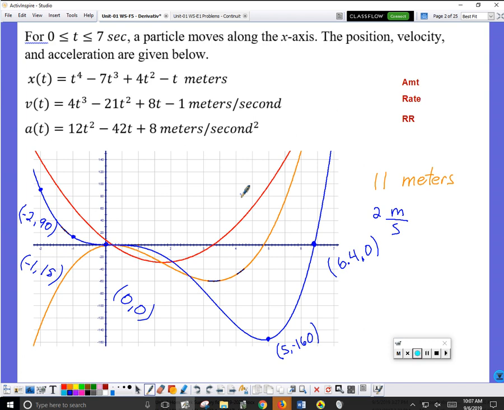If the red graph depicted position, it doesn't, but if it did, raise your hand if you can tell me how many times the particle would have been at the origin. The red graph is the position graph. How many times would the particle have been at the origin if the red is the position? Let's go, Sarah. Twice. How many agree with Sarah? 2 points. Yeah.